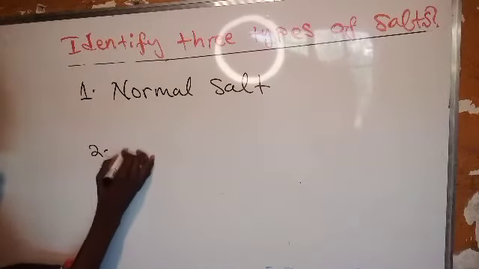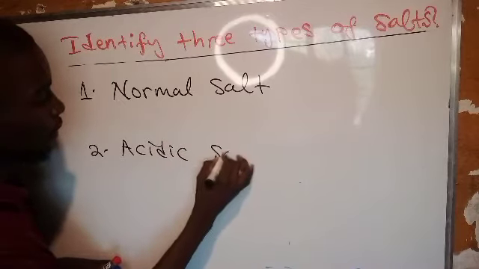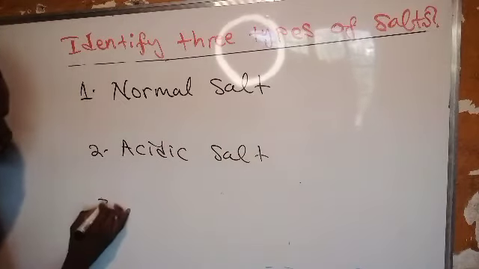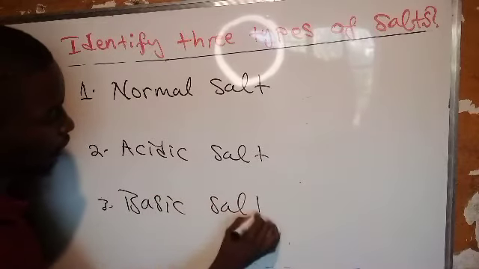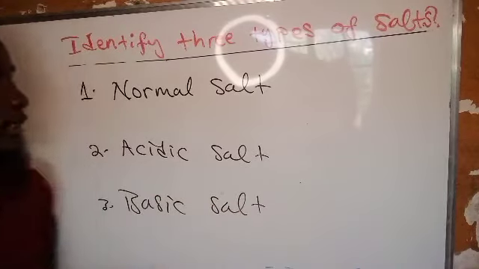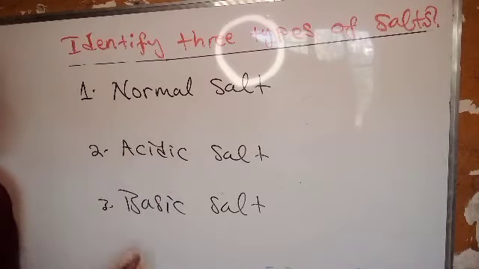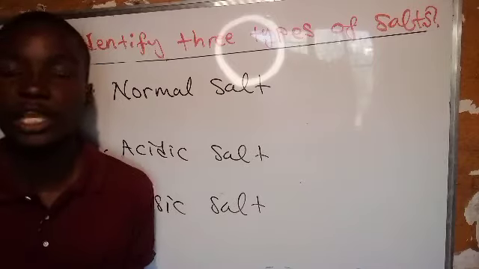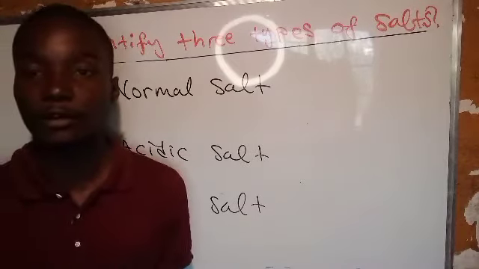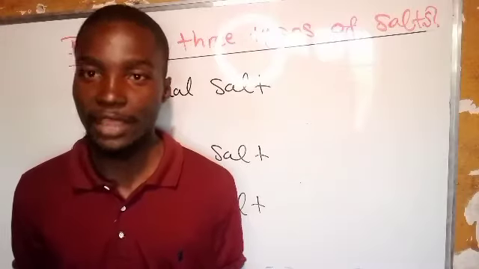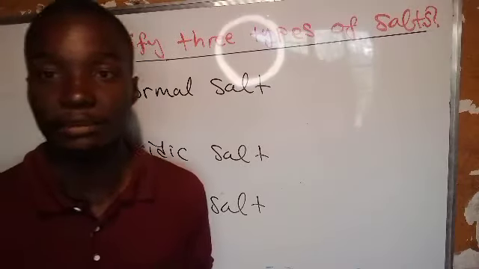Then number 2, we have an acidic salt. Then 3, we have a basic salt. So these are the main 3 types of salts. We have a normal salt, acidic salt, and the basic salt. So the best way you can identify these salts separately, first of all, you have to know the examples. There are other ways, but the simple way is to first identify the examples.